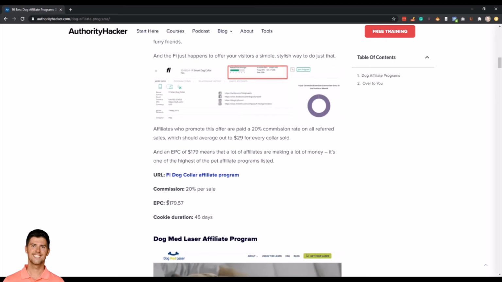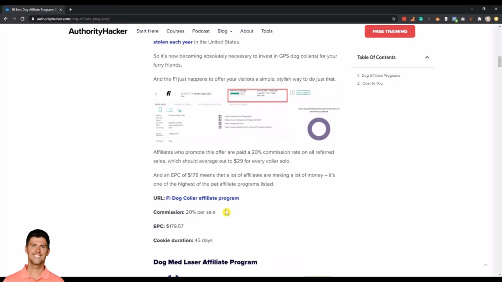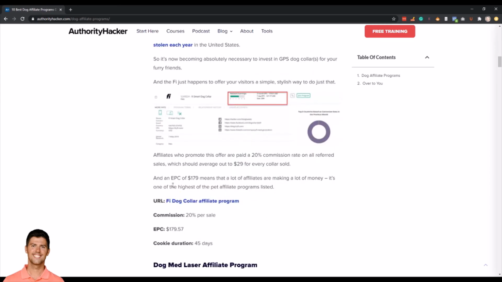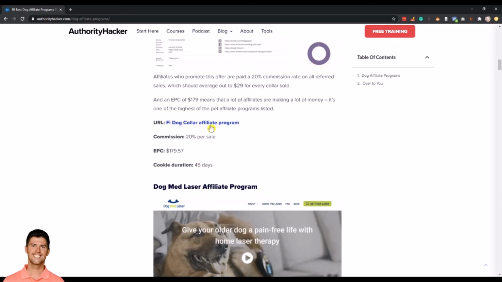And I mean, EPC of 179.57, your cookie duration is 45 days, meaning if you get someone to click on your link and then they go back within 30 days or 44 days to this site and purchase something, you're going to get a commission for that, and 20%. And that's high because I could assume that this being a digital collar is going to cost a decent amount. And obviously it talks about an EPC. So EPC of 179 means that a lot of affiliates are making a lot of money. And it's one of the highest of the pet affiliate programs listed. So this would definitely be something I would look into applying for.